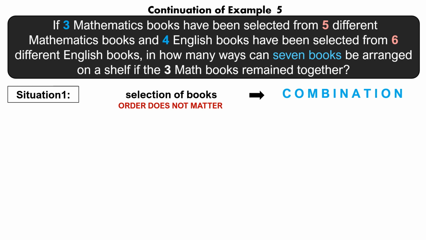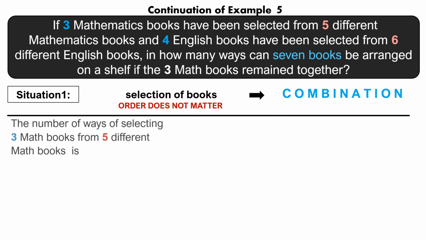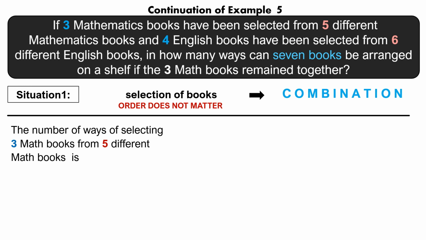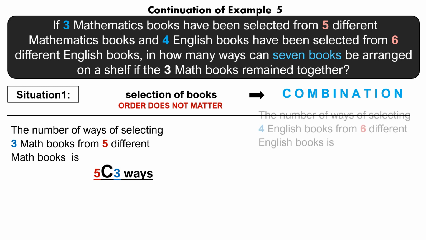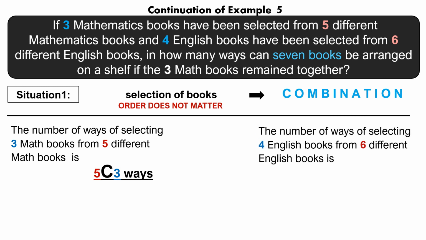Situation 1. Let's do the selection of 7 books, mathematics and English, out of each total number of books. Let us start with the mathematics books. The number of ways of selecting 3 math books from 5 different math books in notation form is 5 choose 3 ways. Now, for the English books, the number of ways of selecting 4 English books out of 6 different English books in notation form is 6 choose 4 ways.